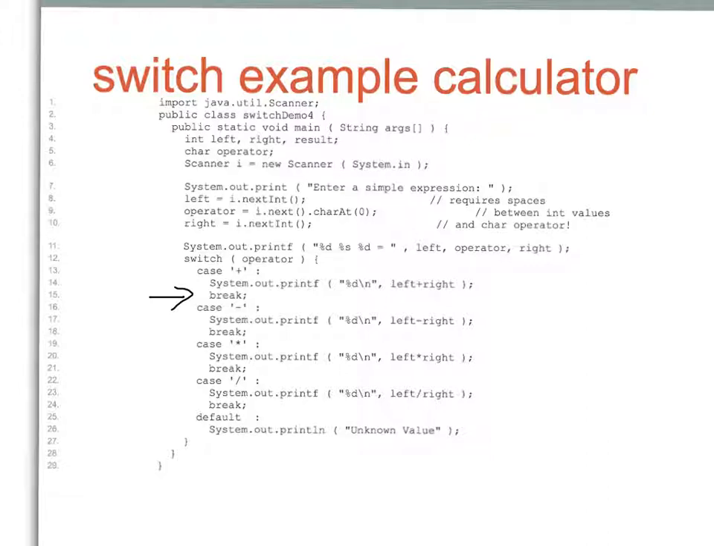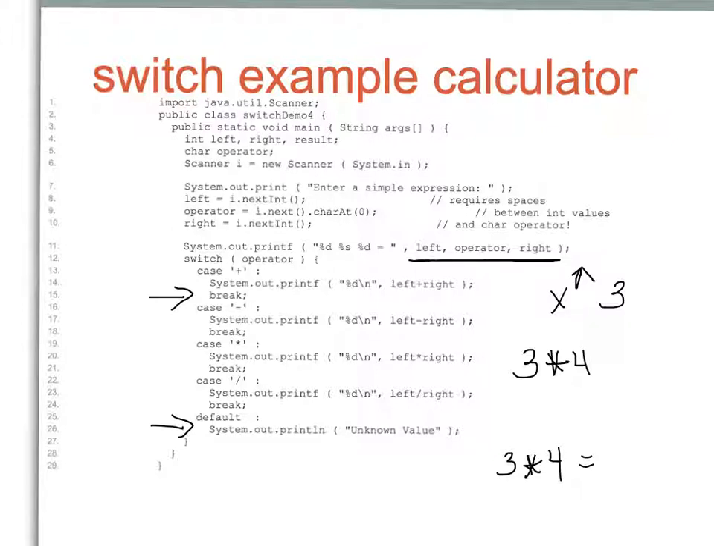And if it's not something that it knows, like maybe the person tried to enter x caret 3, x raised to the 3 power, or something like that, then the computer isn't going to be able to do that. And so in that case, it would go down to the default. But let's say that the user enters 3 times 4. So in that case, the computer is going to take the information that the user entered, and it's going to first print out 3 times 4 equals, and then it's going to have to get this information that is needed for this right here.